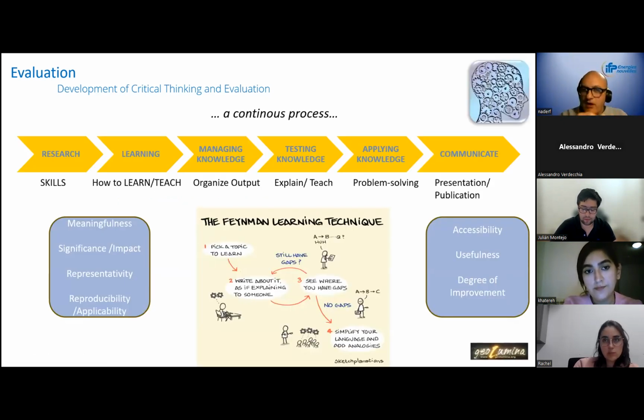But in general, if I now conclude on the whole thing, the development of critical thinking and evaluation for reading science, again, this is in the lifetime of a PhD, but I apply it until now. So it's not only for the PhD. It is a continuous process. So you have the research, you have the learning, managing knowledge, testing knowledge, applying knowledge, and communicating the knowledge, right? In the research part, you build up your skills, your capabilities. You work in the field, you work in the lab, you work behind the computer, you make analysis of data. All of this is building up your skills.